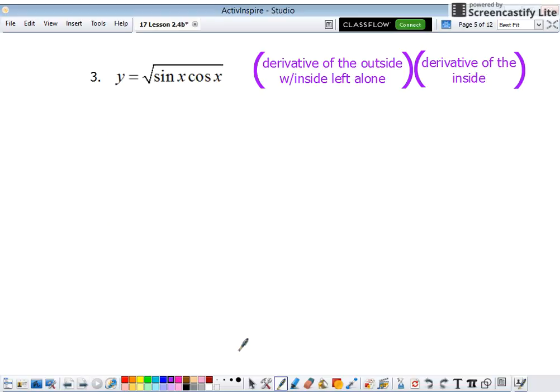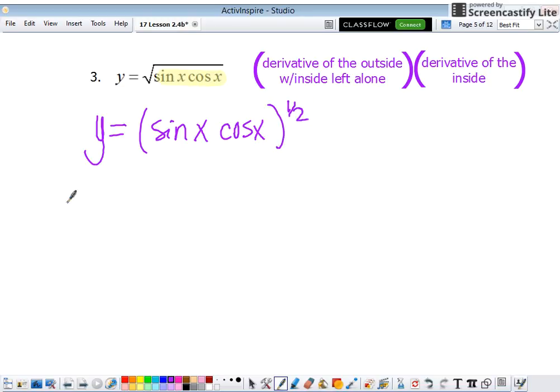Okay, let's take a look at this one. Sometimes the trig functions are the outside functions, but in this one, the trig functions are actually the inside functions. Okay, so this one, if I want to rewrite this, I'd probably want to write it as sine cosine to the 1/2. Now this one's going to be tricky because not only is it sine cosine on the inside with the 1/2 on the outside, but when I go to take the derivative of the inside, I have two things multiplied together, and I'm going to have to use the product rule. Okay, so let's see what this looks like.